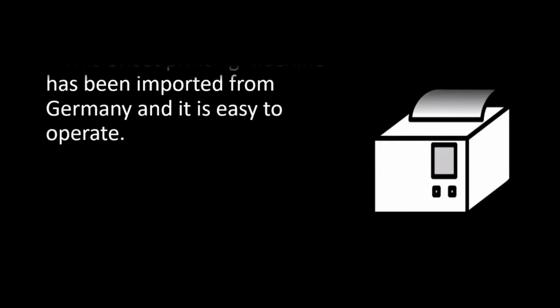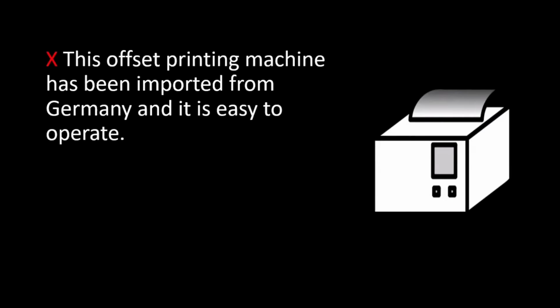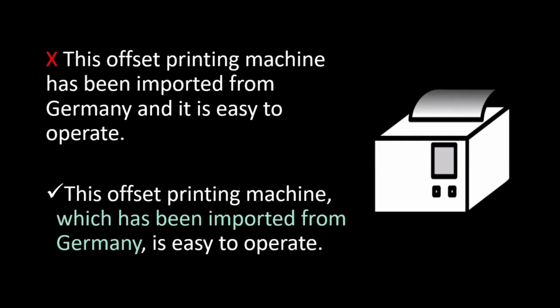Let's take a look at this example. This offset printing machine has been imported from Germany and it is easy to operate. I would say that there's a better way of saying that. This offset printing machine, which has been imported from Germany, is easy to operate. Observe that in this sentence, which has been imported from Germany is used. It is a subordinating clause.